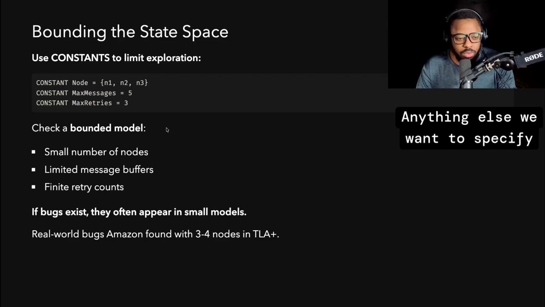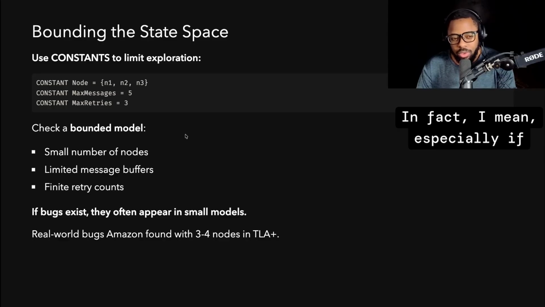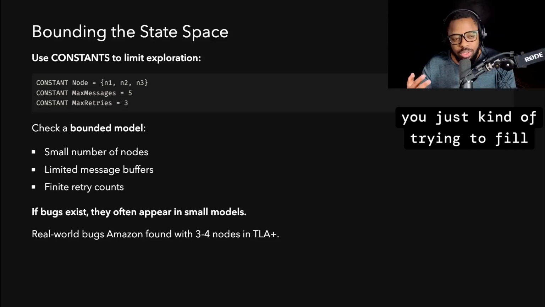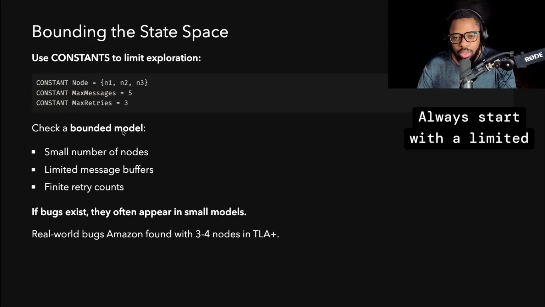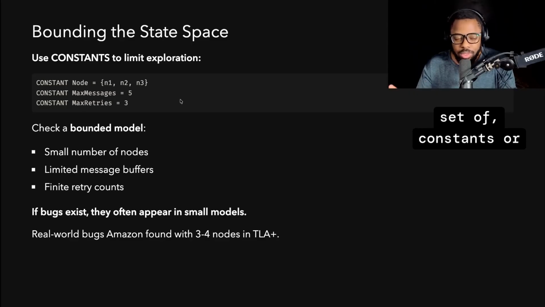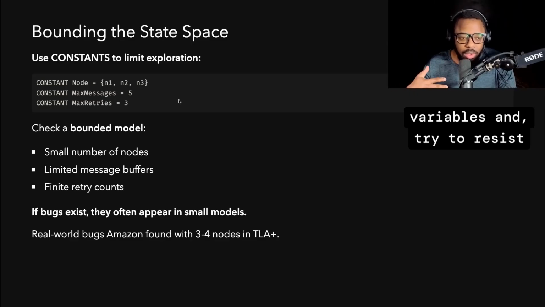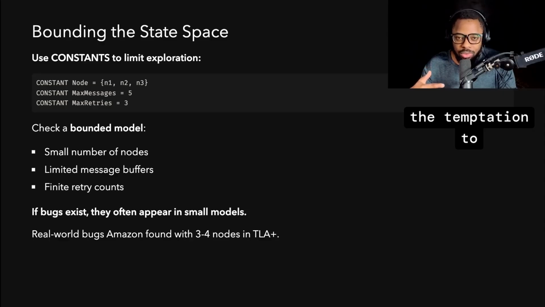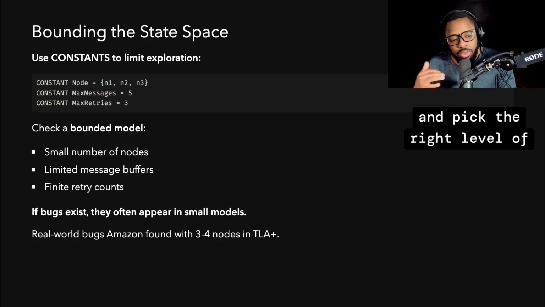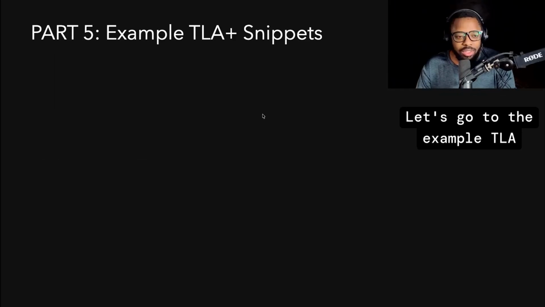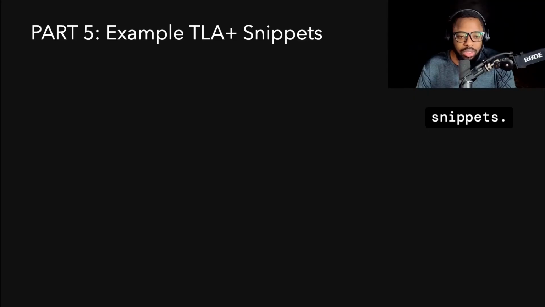Anything else we want to specify here? Not really. I think the message is kind of clear. In fact, especially if you're just trying to fill things out, always start with a limited set of constants and variables and try to resist the temptation to think in terms of implementation details. Take a step back, think about the system, and pick the right level of abstraction. Let's go to the example TLA snippet.